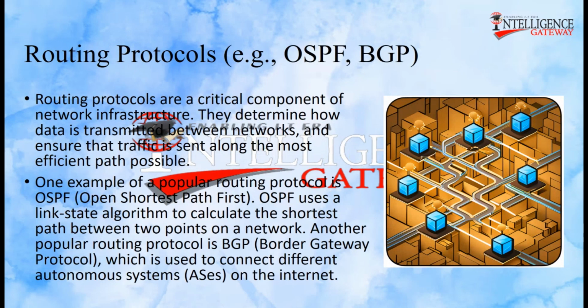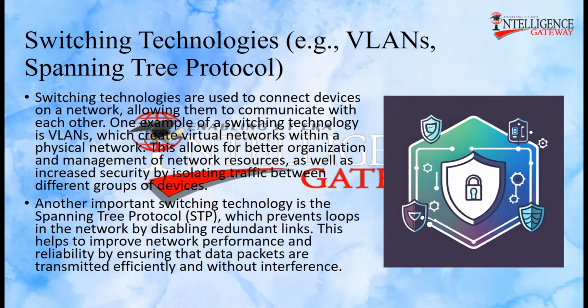Routing protocols, for example, OSPF and BGP. Routing protocols are a critical component of network infrastructure. They determine how data is transmitted between networks and ensure that traffic is sent along the most efficient path possible. One example of a popular routing protocol is OSPF, Open Shortest Path First. OSPF uses a link state algorithm to calculate the shortest path between two points on a network. Another popular routing protocol is BGP, Border Gateway Protocol, which is used to connect different autonomous systems (ASes) on the internet.